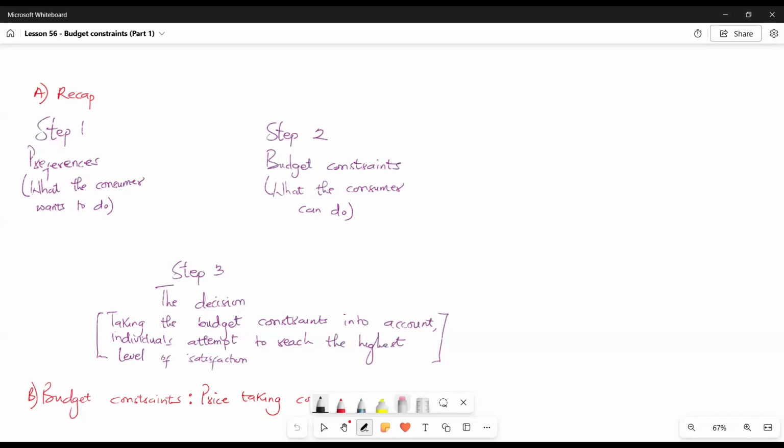Hi, welcome back. Our previous lesson was on utility theory. Today we'll be moving on to the first part of budget constraint.